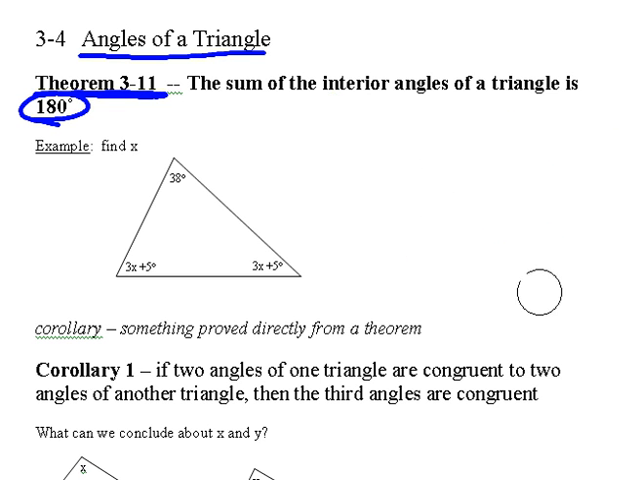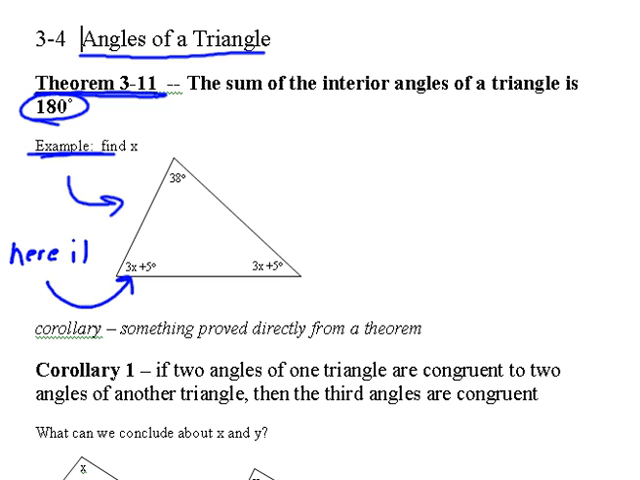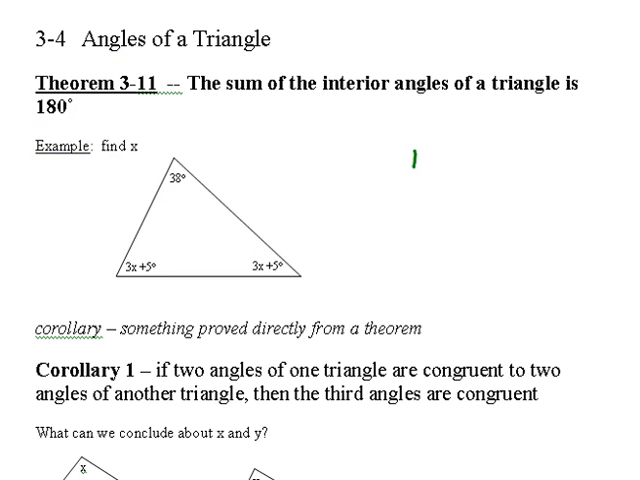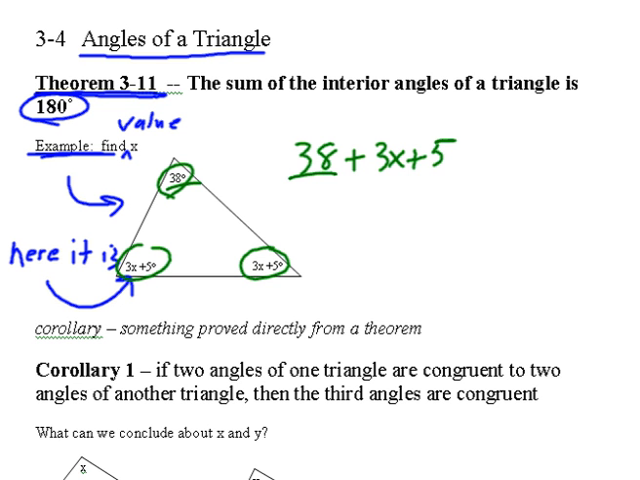We just need to make some room for some problem solving here. Our first example is you might get a problem that says find x on this picture. Okay, we're looking for the value of x. So in this problem, I have three angles of a triangle right here. I could say that 38 plus 3x plus 5, that's this angle, plus the last angle, 3x plus 5, all have a sum of 180 degrees.